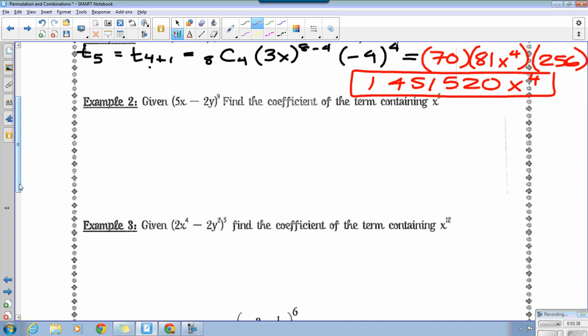Next example is doing something a little different yet. It's saying given 5x minus 2y to the 9th power, find the coefficient of the term containing x to the 5th. So now it's not telling me my middle term. It's not telling me anything like that. We're just saying I need that part that has x to the power of 5. There's a little bit more thinking going on in this type of question.